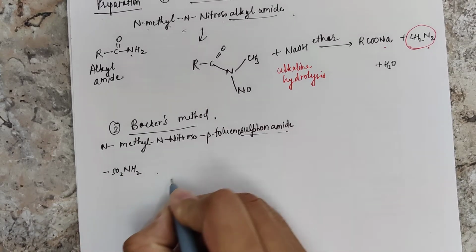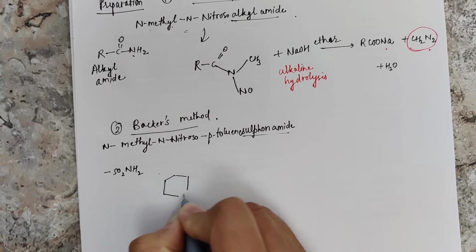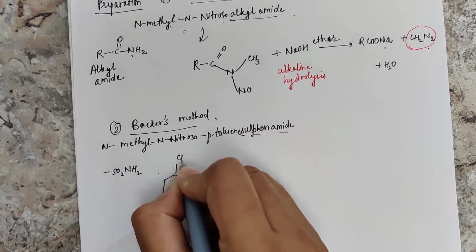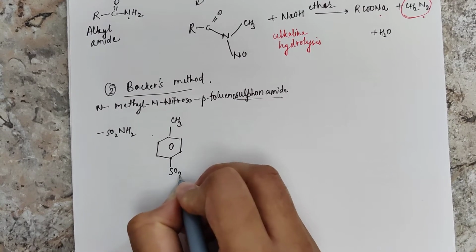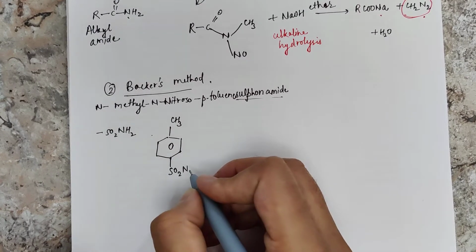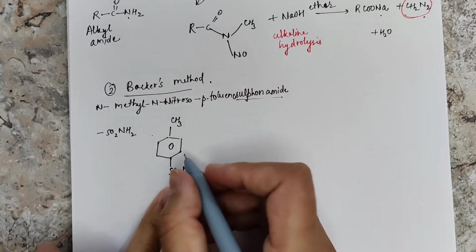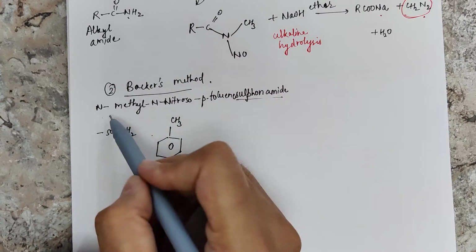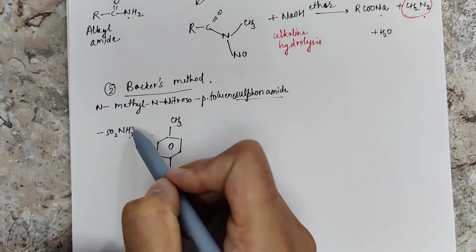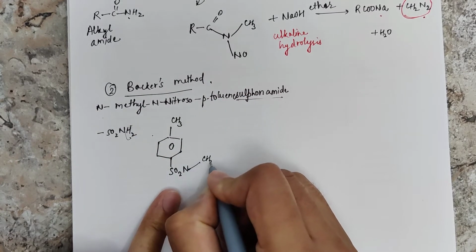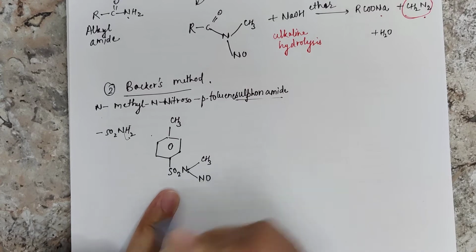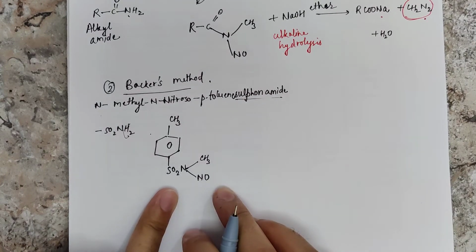Paratoluene. So basically methyl group on para position and sulfonamide on this. I have not written hydrogen because nitrogen has two substituents. So these two hydrogens will be replaced by one methyl group and another nitroso group. So this will be our starting material.